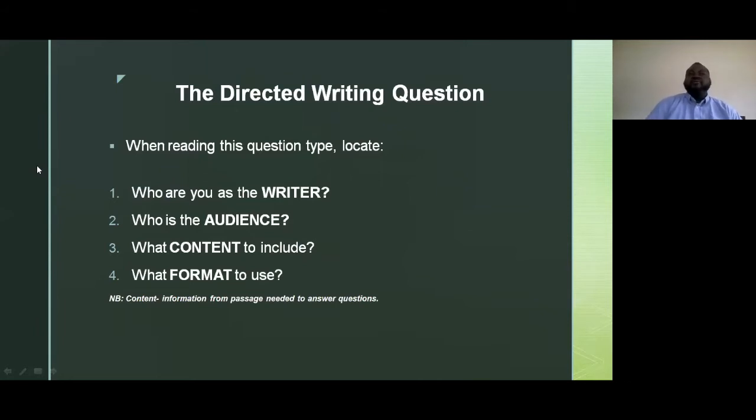Now, format refers to how you present your answer. We are going to look at a sample question right now, and I'm going to show you how this information is to be gleaned or inferred from the questions as you read them.